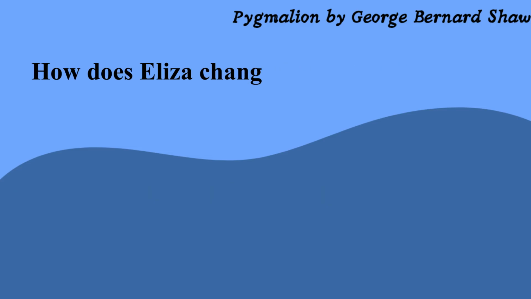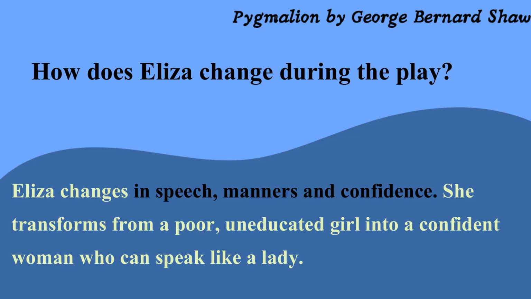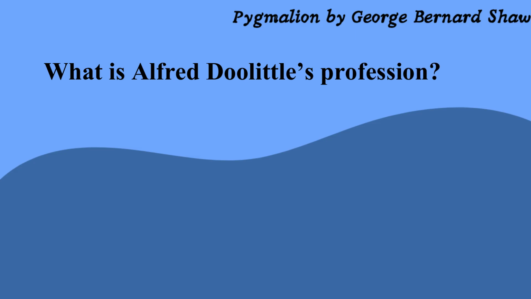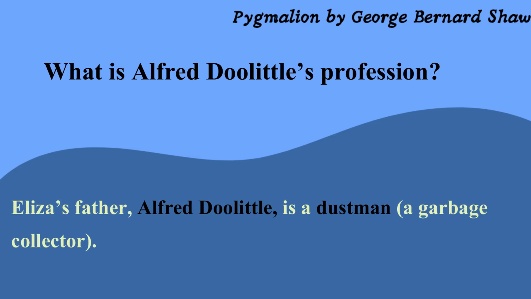How does Eliza change during the play? Eliza changes in speech, manners and confidence. She transforms from a poor, uneducated girl into a confident woman who can speak like a lady. What is Alfred Doolittle's profession? Eliza's father, Alfred Doolittle, is a dustman, a garbage collector.